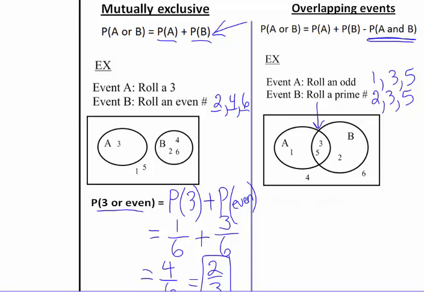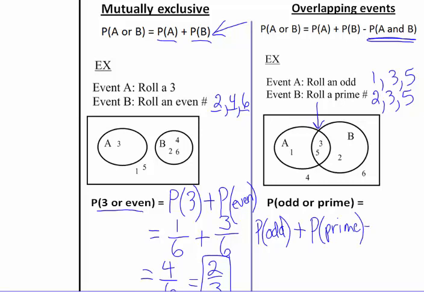So what we want to do is find the probability of an odd or a prime number. So what we have to do is find the probability of getting an odd, add the probability of getting a prime, then subtract the probability of getting both an odd and prime number.